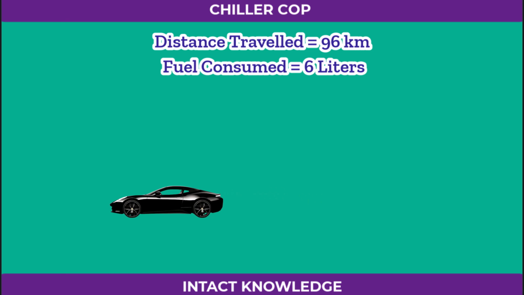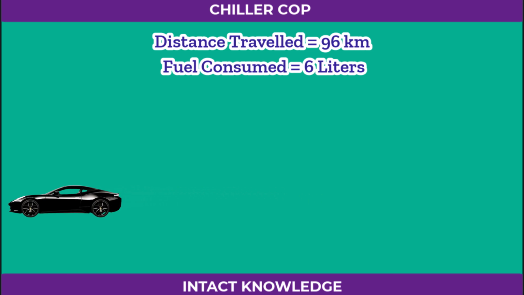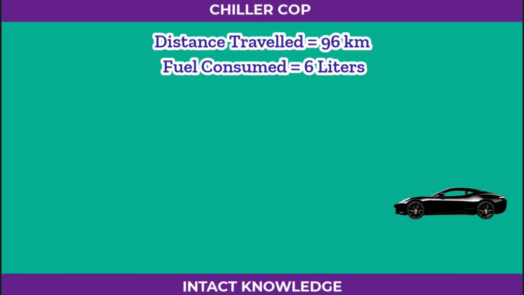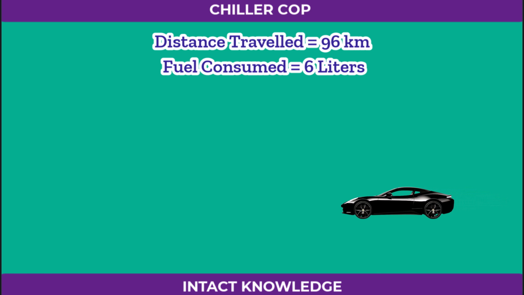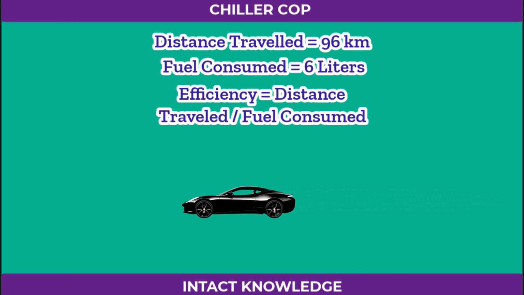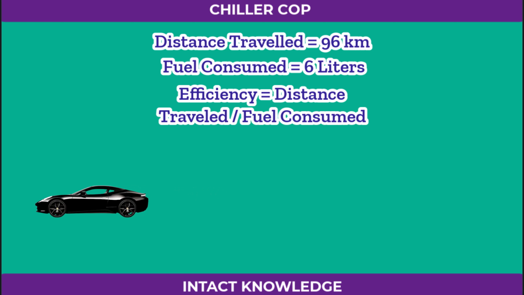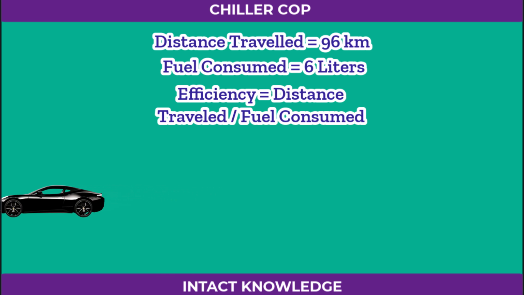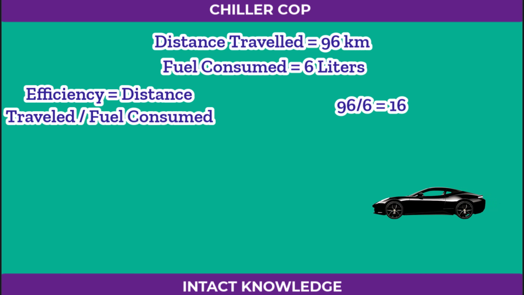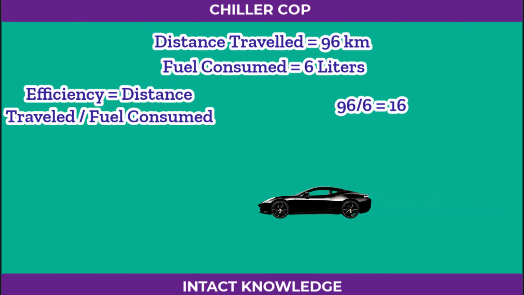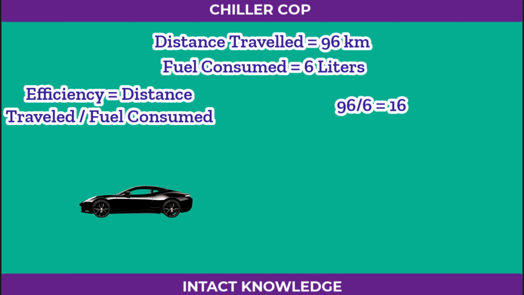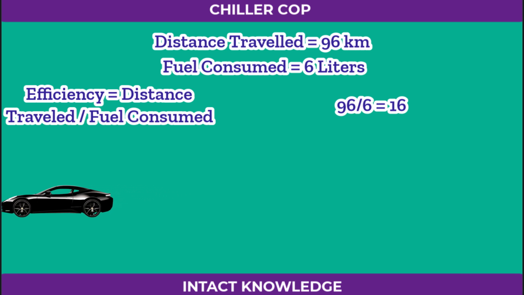Take the example of a car. Imagine we drive 96 kilometers using 6 liters of fuel. Now, how do we find out how efficient this car is? We can easily calculate that using a simple formula. Efficiency equals distance traveled divided by fuel consumed. So, 96 kilometers divided by 6 liters equals 16. That means this car runs 16 kilometers on a single liter of petrol.